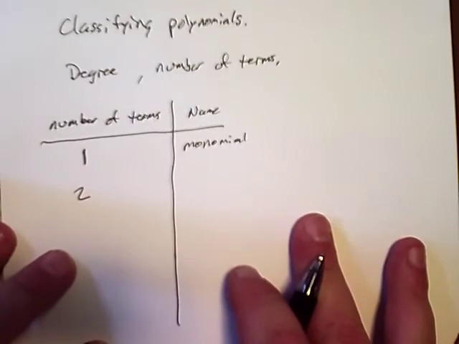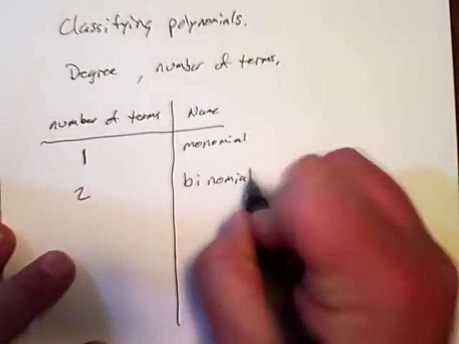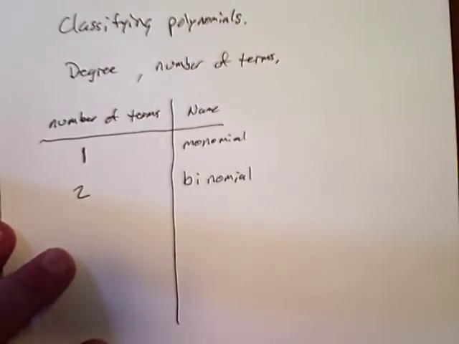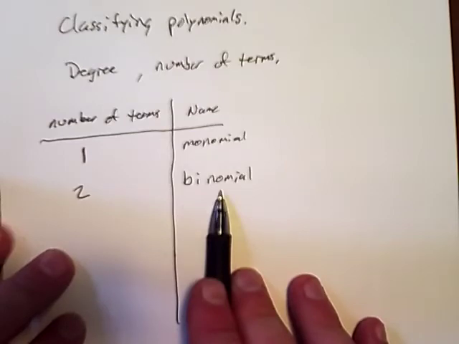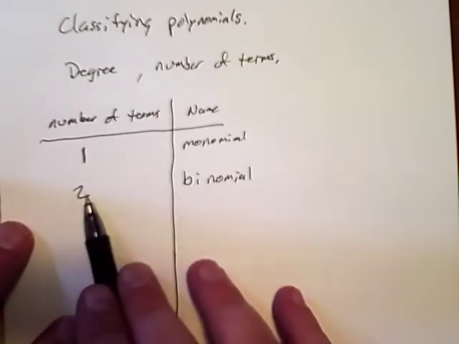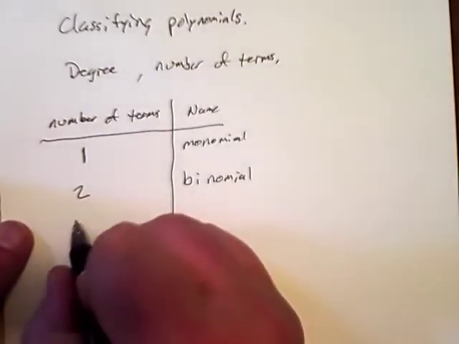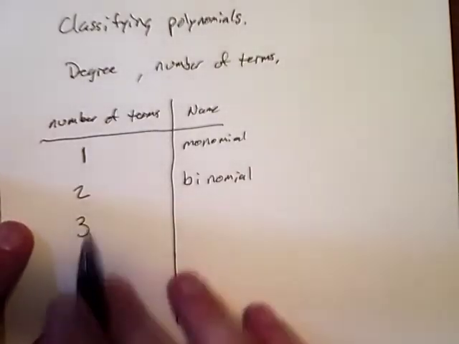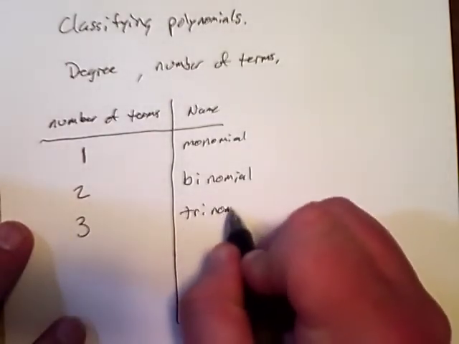It gets a little bit easier from here. If you have two terms, that's called a binomial. You're going to hear me say this a bunch in class whenever you're asking questions: a binomial has two terms like a bicycle has two wheels. So then if we have three terms, we would call that a trinomial.